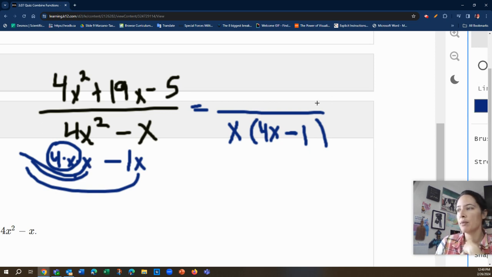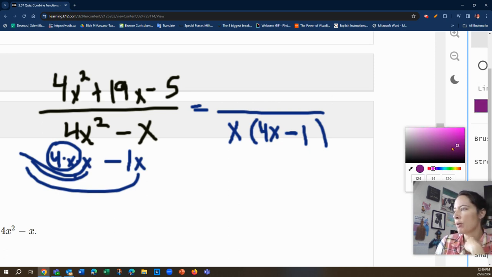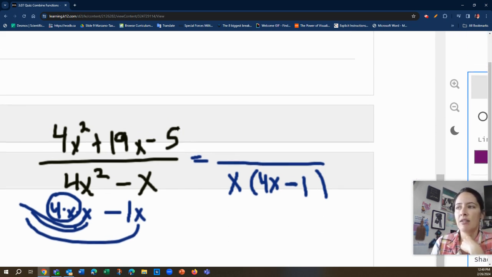Moving to the top. We'll change the color. Let's go purplish. 4x squared plus 19x minus 5. There's a little bit more steps. And again, you're welcome to use technology to help remind you, how do I factor this? Well, 4x squared plus 19x minus 5 is a quadratic expression, and we have some factoring strategies that we can use. This one doesn't have a leading coefficient of 1, so we need to do an extra step.